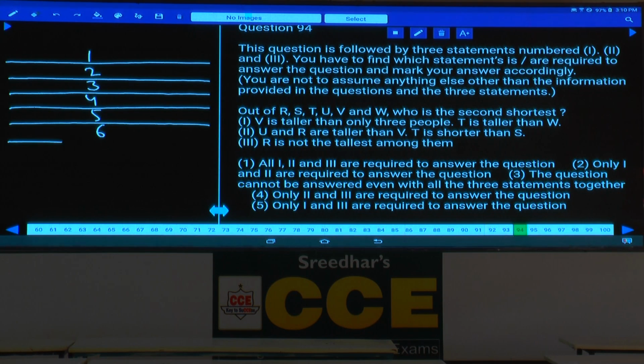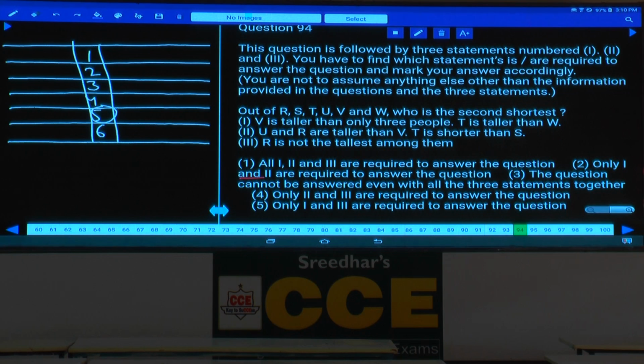And in order to determine the person who is coming at the 5th place, what are the statements that are required? Now we need to find this out. The choices are all 1, 2 and 3; 1 and 2; cannot be answered; 2 and 3 and 1. Again the combinations of 2 and 2. First 1 and 2, if you take choice 1, V is taller than only 3 people.